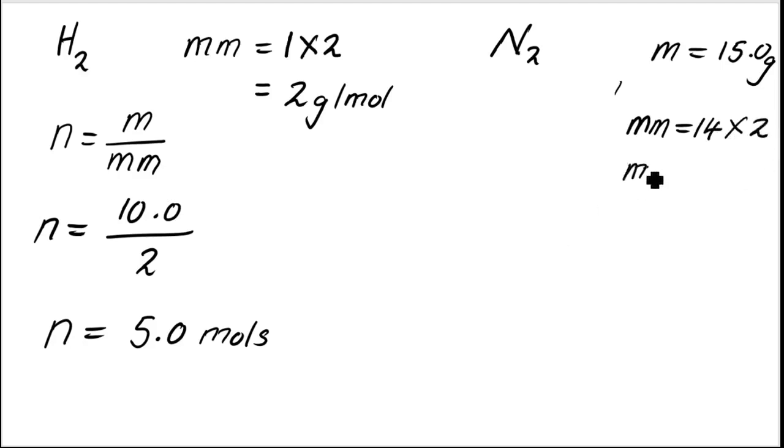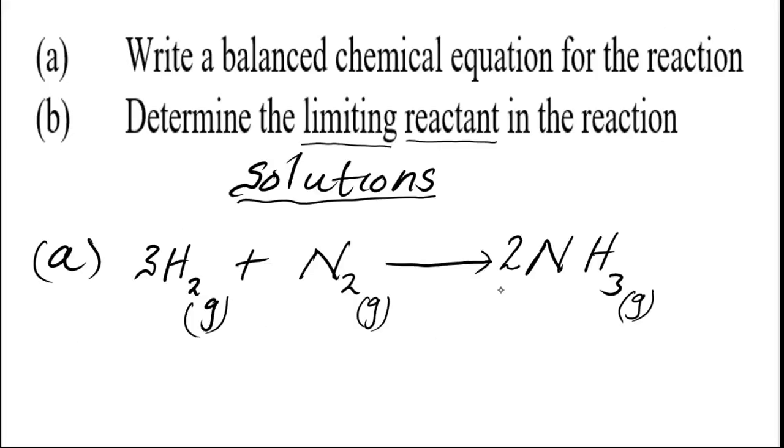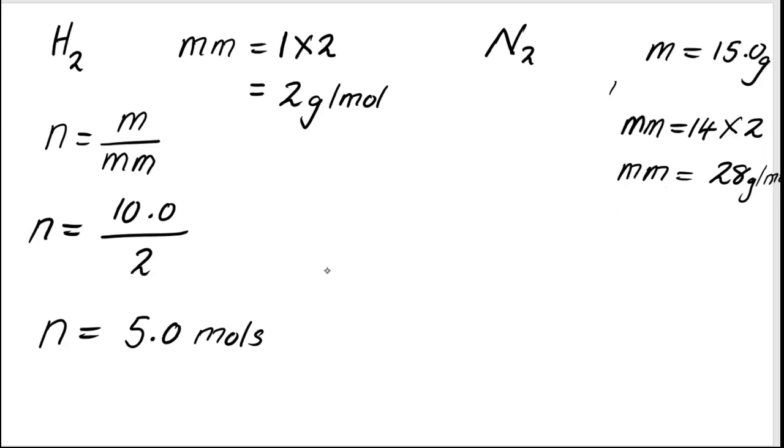So the molar mass of nitrogen is therefore going to be 14 times 2, which gives us 28 grams per mole. Okay, so that is straightforward. Let me write this properly: 28 grams per mole. So that is the molar mass of nitrogen.